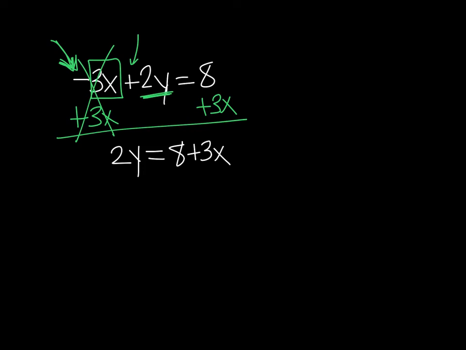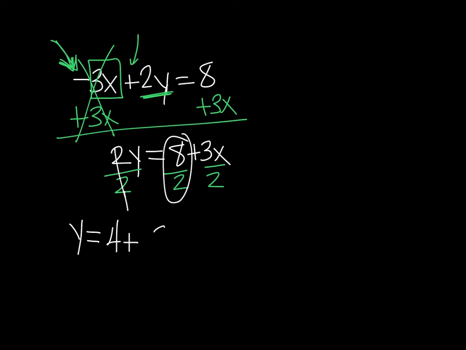And then I have to get rid of the 2, and that's being multiplied, so I'm going to divide by 2. And to help myself out, instead of dividing the whole side, I'm just going to divide each one separately. So then that means these 2's cancel, become 1, so y equals 8 divided by 2, that's 4. And 3 divided by 2, I can't divide them, but I can just write it as 3 over 2 x.